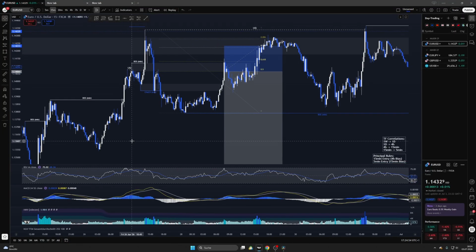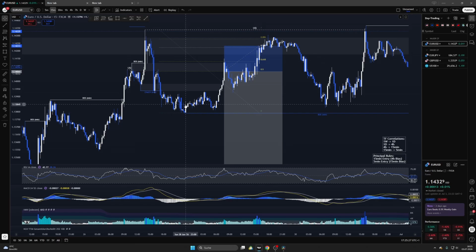And the question is, why didn't it work out? Right? We had a change of character. The impulse was decent, and I expected the market to retrace somewhere around here to the golden zone. The problem is, I did one mistake. One drastic mistake that cost me a lot of money in the past, and this is not waiting for confirmation.